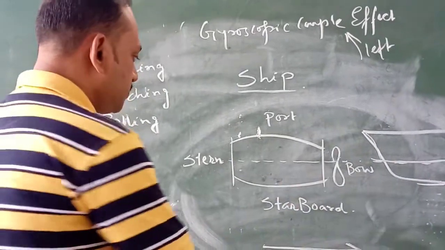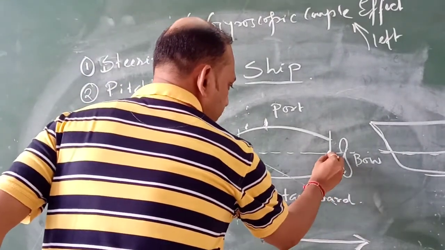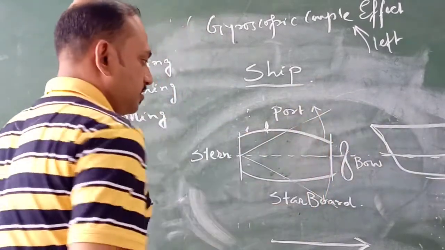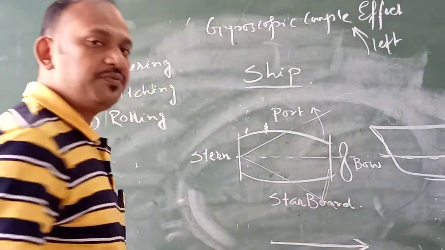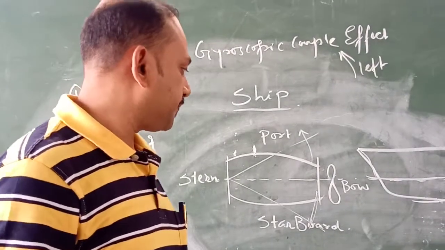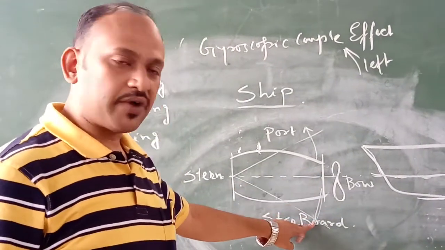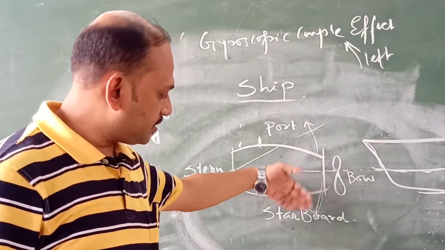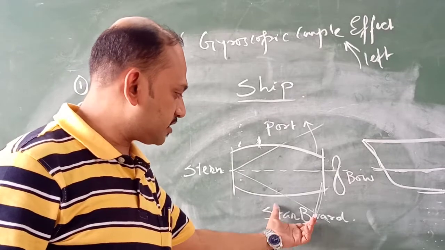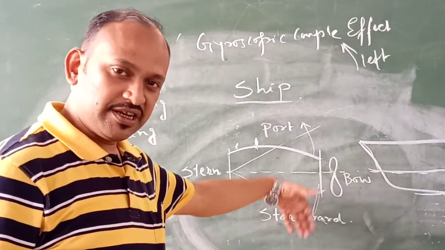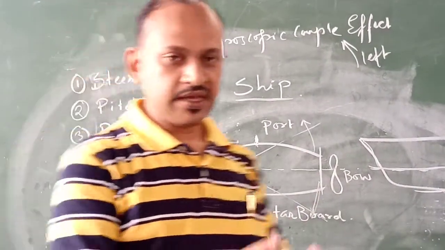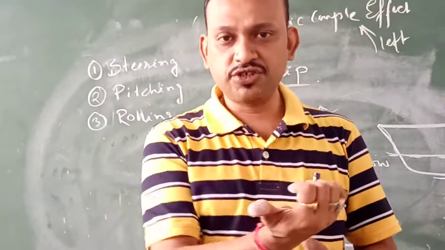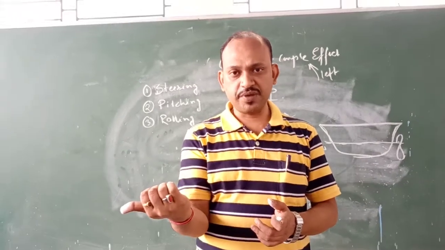Now the ship wants to steer either to the right side or to the left direction. The effect will be similar to that of an aeroplane. When the ship is steering to the right direction, as you can see, that means it is steering, taking the starboard into action. It is steering to the right direction. What will happen? Suppose this is the front portion of the ship and it is steering to the right direction. So this will be the direction of active gyroscopic couple.